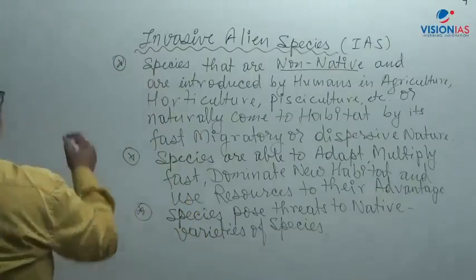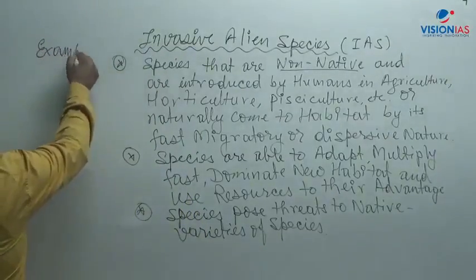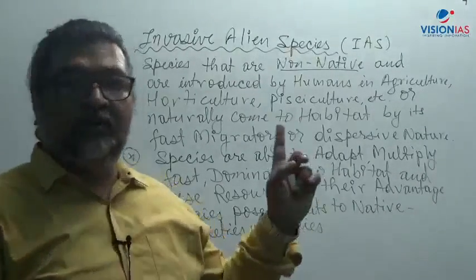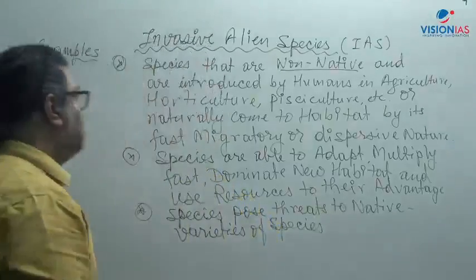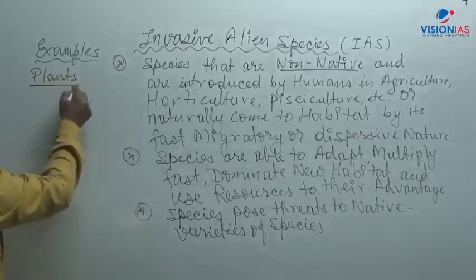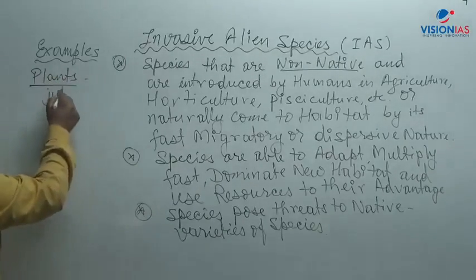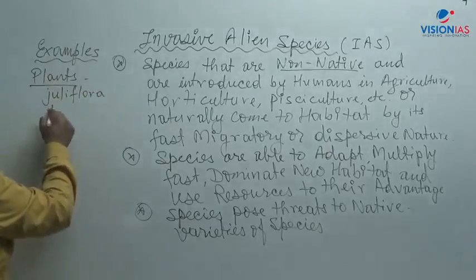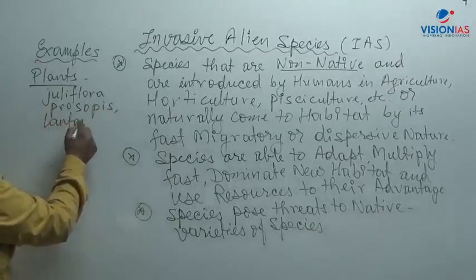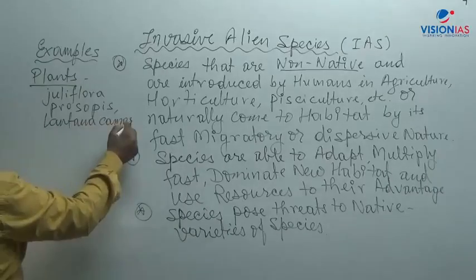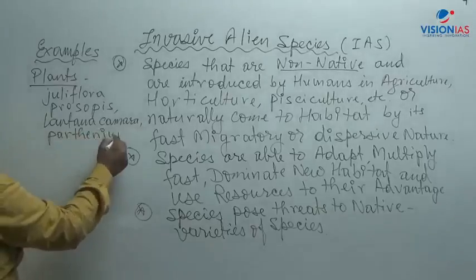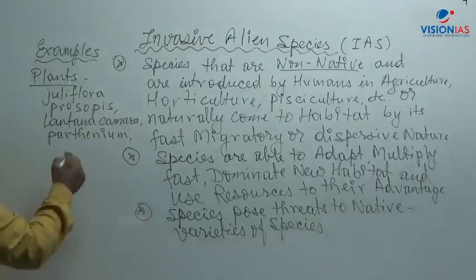I have given examples, but one student from your batch, Nikhil, is still asking for an example. I have written examples on the whiteboard, but still he was asking, so I am writing the example again. Let's say plants. For example, Prosopis juliflora, which is a kind of plant. Then I mentioned Lantana, which is again a botanical name. Then you know Parthenium, also called Congress grass. These are the plant varieties.